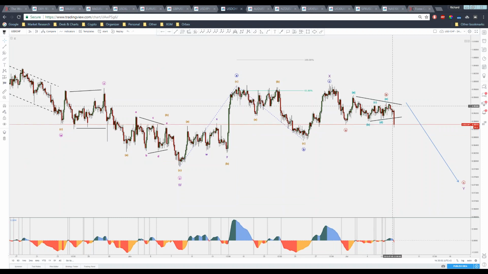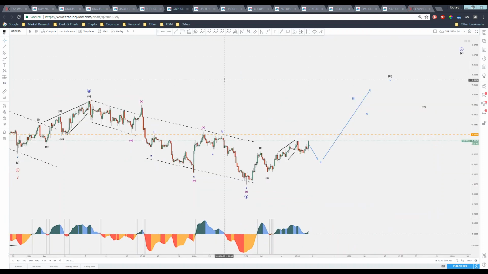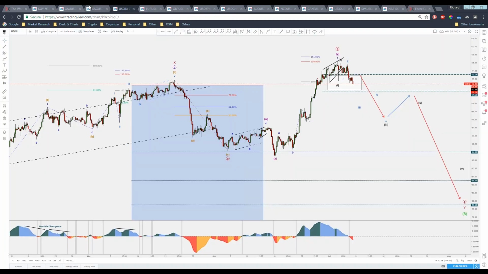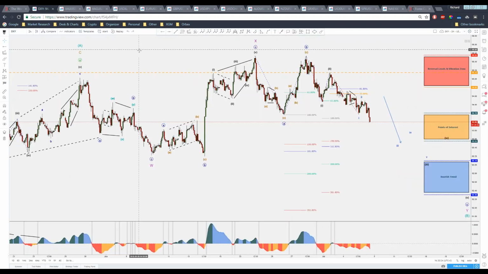USD Swiss looks like it's broken out. I think it could be leading. USD yen, pound dollar still rising, euro USD still rising. The only ones that are not rising are the metals, right? And the USD yen not falling. So metals could be waiting for USD yen. So keep an eye out for that if you want.